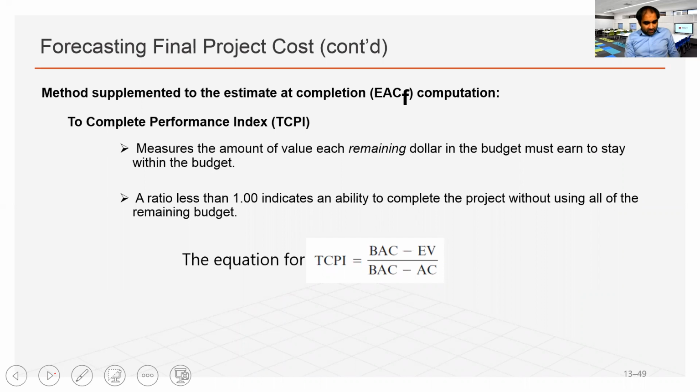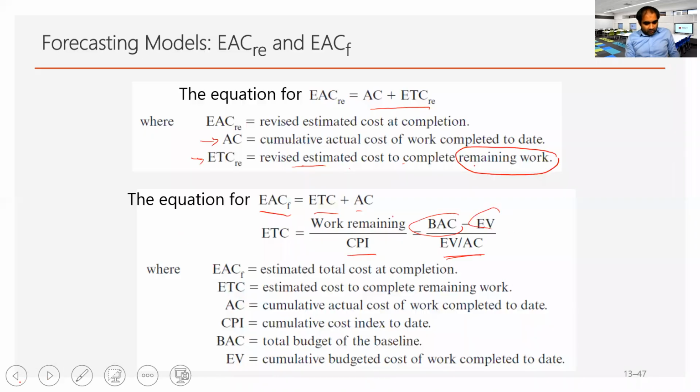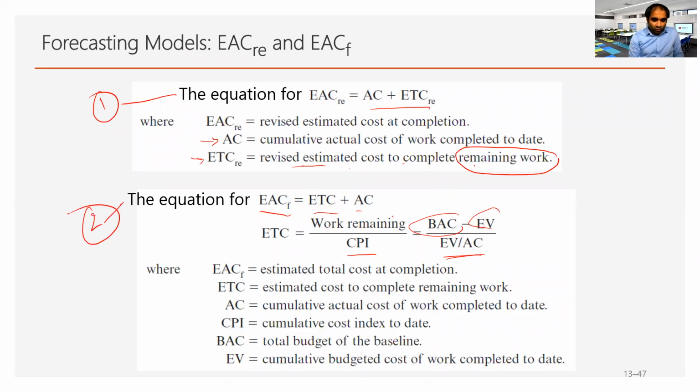So here is an example given: equation 1, and this is equation 2. Both are related to what? Estimated cost at completion. What does the future cost look like? How will the budget change? These two numbers will give us the information. One is the estimated cost revised. This is simple.